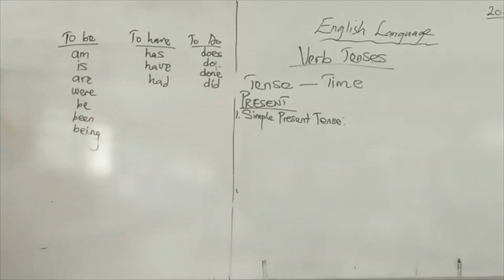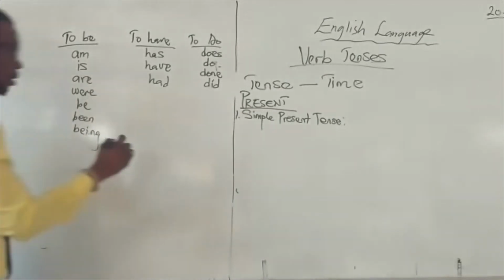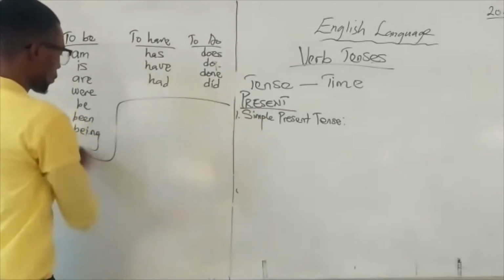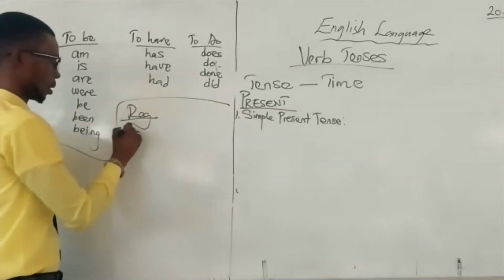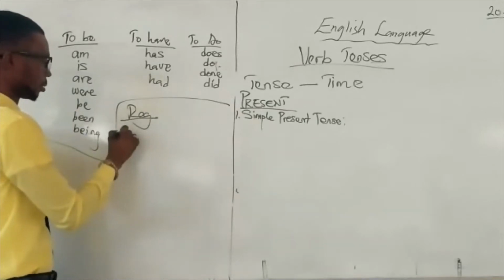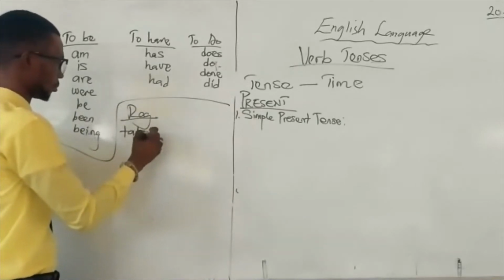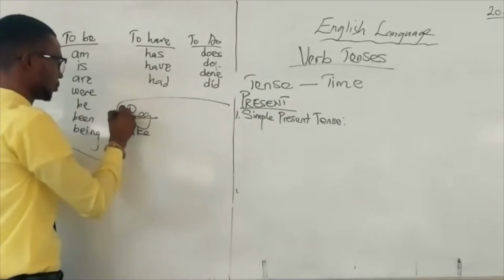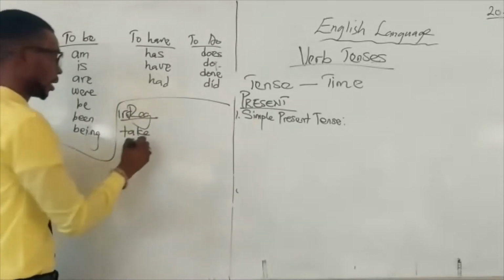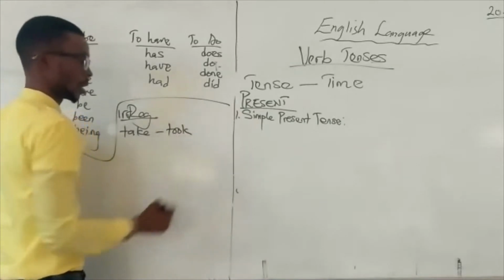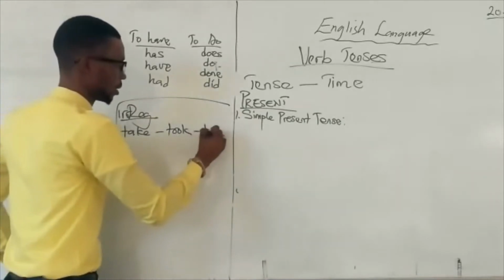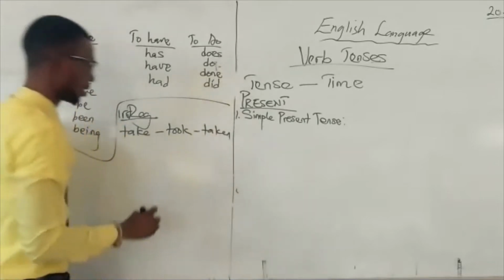Now, regular verbs. Be careful. Let's take the verb to take. This is irregular. The verb to take, its forms, the past tense is took. The past participle is taken. All right, this is irregular.